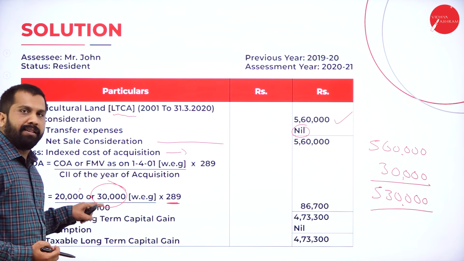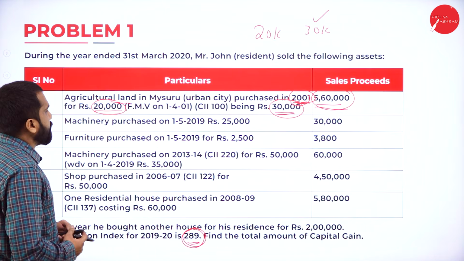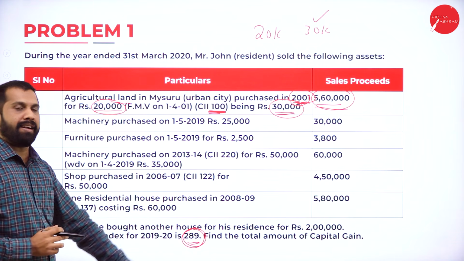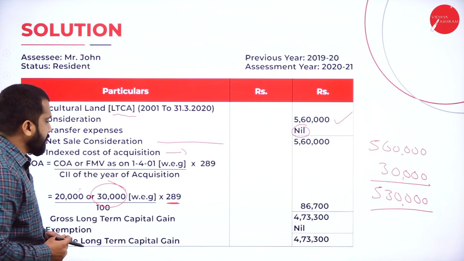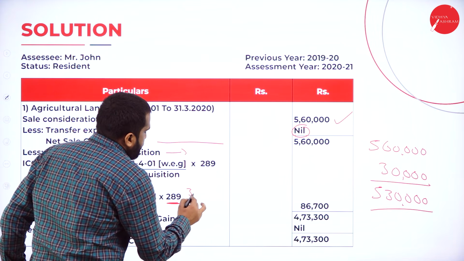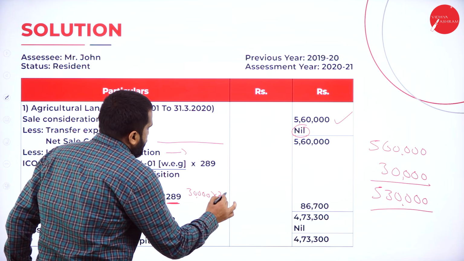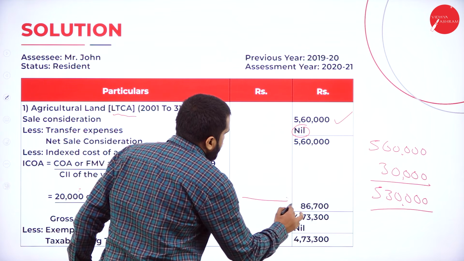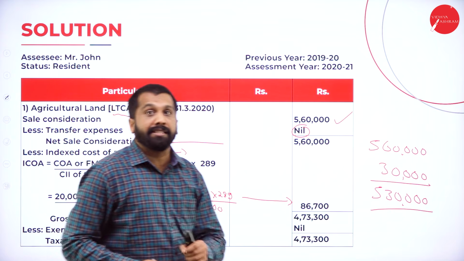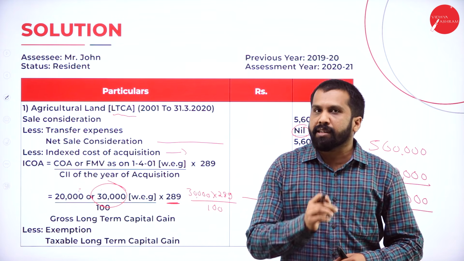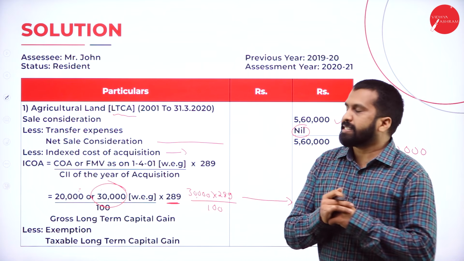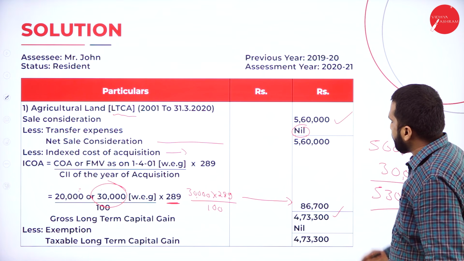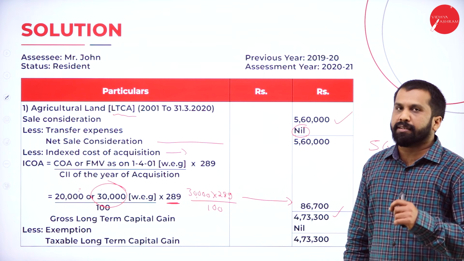289 divided by 100, given in the question itself. Clear? Divided by 100. Now, see the calculation. Your value is 30,000 multiplied by 289 divided by 100. If you do all this calculation, your 30,000 will become 86,700. So, from 5,60,000 minus 86,700, your answer is 4,73,300. Hope you are clear.